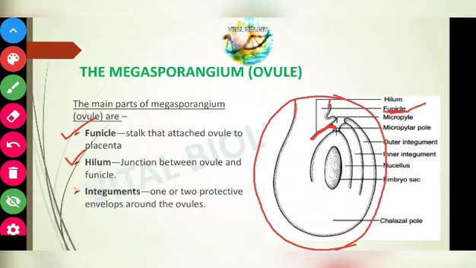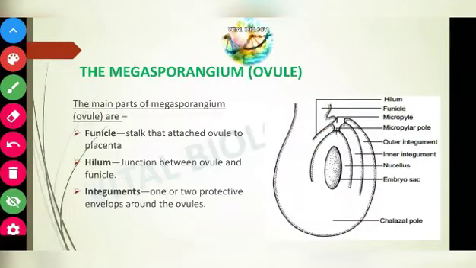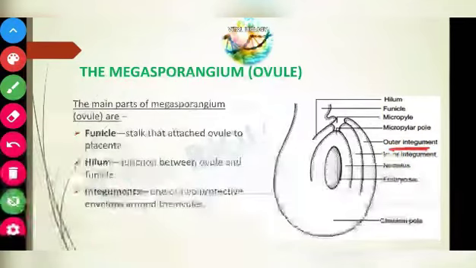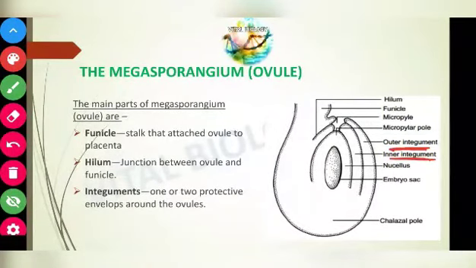The next part is the integuments. One or two protective envelopes around the ovule. Here you can observe there are two integuments, the outermost integument and the innermost integument, which envelop, that means cover, the ovule. It is a protective layer which protects the ovule. Next, let us move on to the next slide.